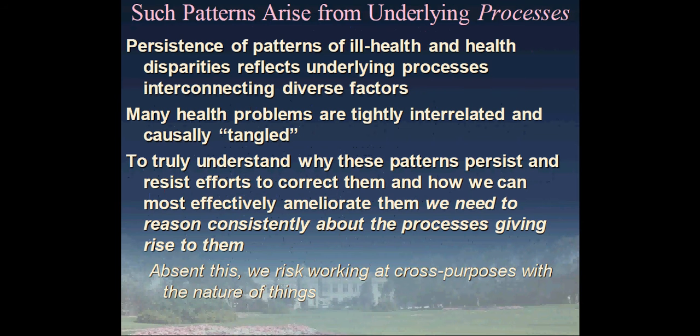So system science here recognizes that a lot of what we've seen in those graphs I had of various patterns of network structure, etc., these patterns are not merely isolated observations concerning the world. They are interlinked by the fact that they're reflections of underlying data-generating processes, as it were, that are causally tangled, that are interacting with each other in complex ways, that exhibit delays, feedbacks, nonlinearities, profound effects of heterogeneity, etc. And to really understand why these patterns persist, these patterns of syndemics, for example, within our communities, and why they resist efforts to correct them, and how we can most effectively ameliorate them, how we can most effectively reduce these health burdens, we need to at least reason consistently about the processes giving rise to them.